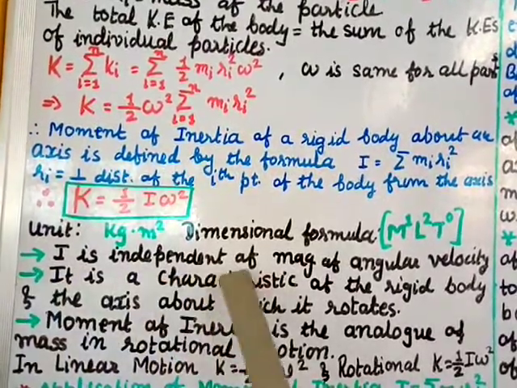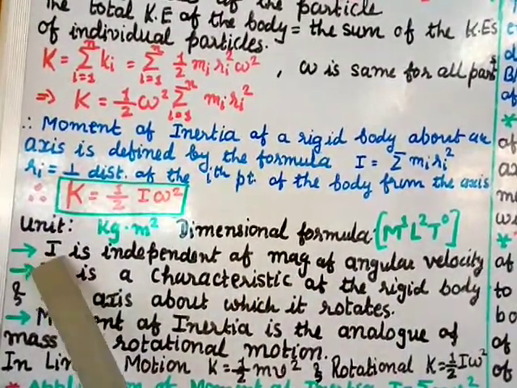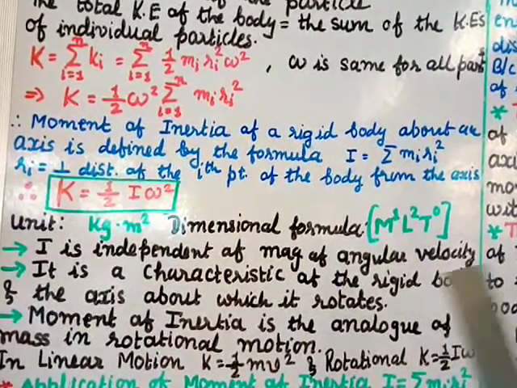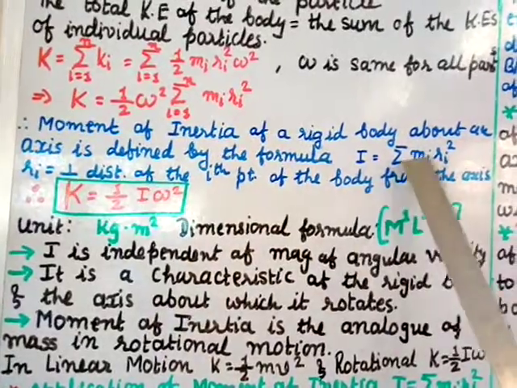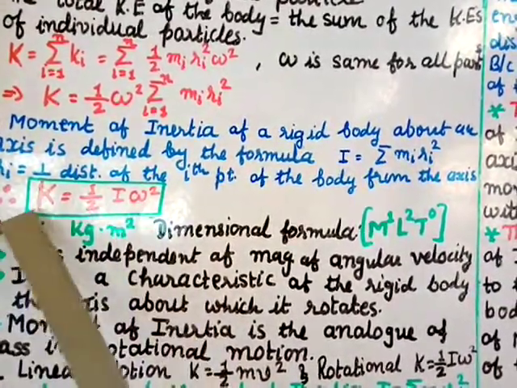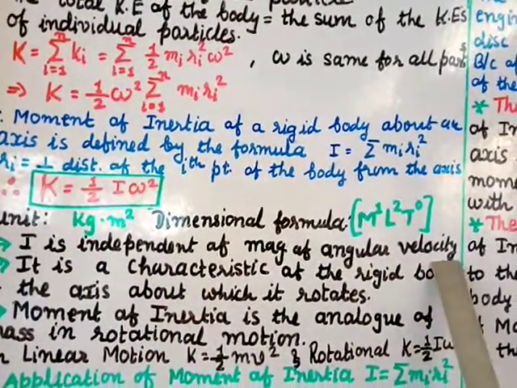I is independent of magnitude of angular velocity. Moment of inertia is independent of the magnitude of angular velocity, because I has got mi and ri, but it is not connected with omega. Omega is connected with kinetic energy, but I is independent of omega, that is angular velocity.